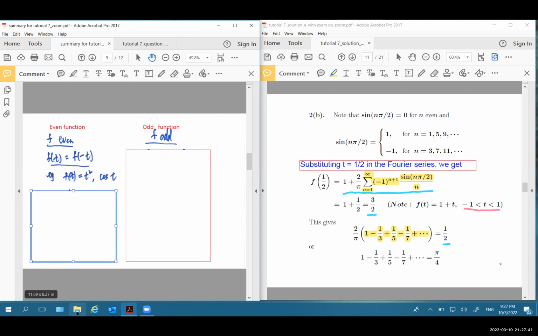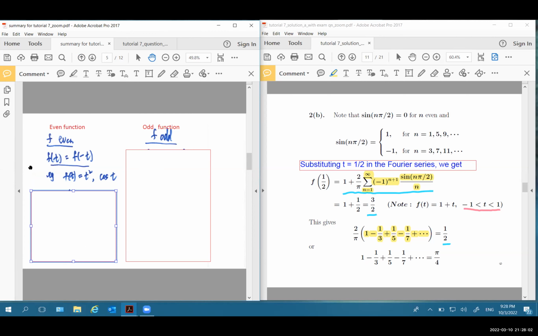Let me give you some examples. For example, t square, right? For example, cosine t. So all these are even functions, because t square, or maybe you bracket minus t and then square it, it's the same, right? Cosine of minus t and cosine t are the same.